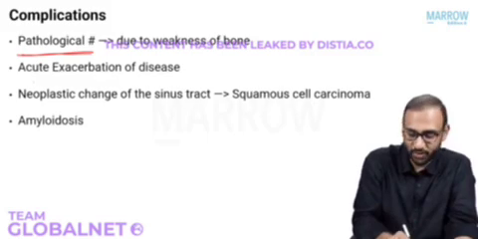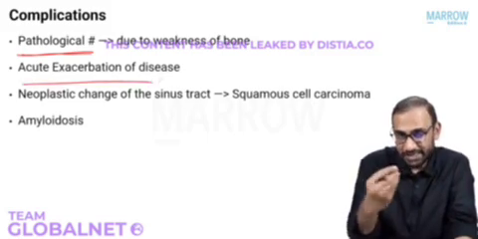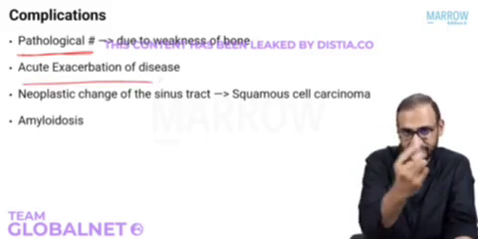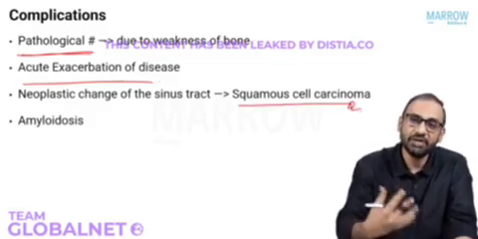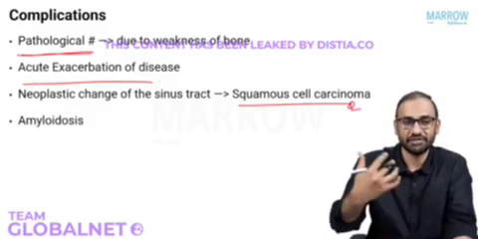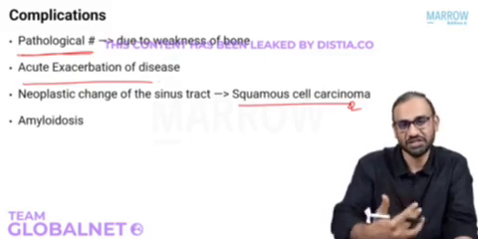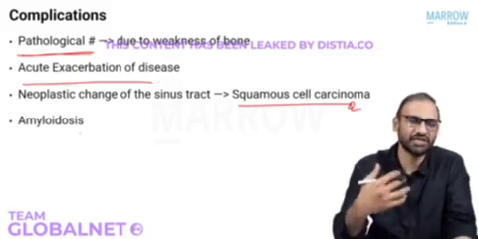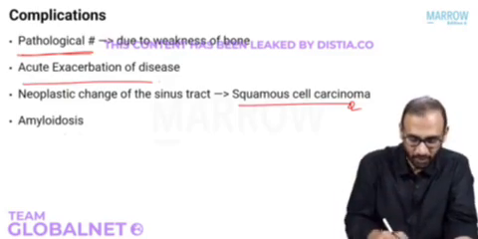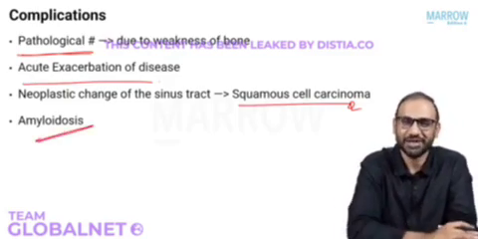Other complications are acute exacerbation, neoplastic changes of the sinus tract. The sinus tract may become a squamous cell carcinoma. Please remember that. And because it's a long-standing chronic infection that takes years and years to treat itself, and because it's a long-standing condition that lasts for months to years, amyloidosis will sometimes show itself.